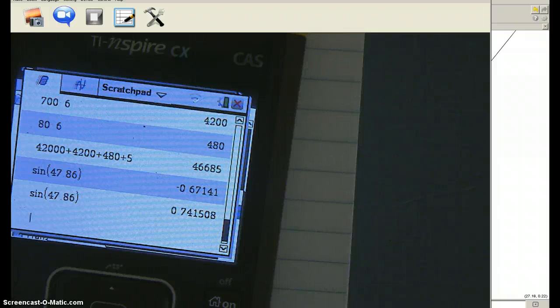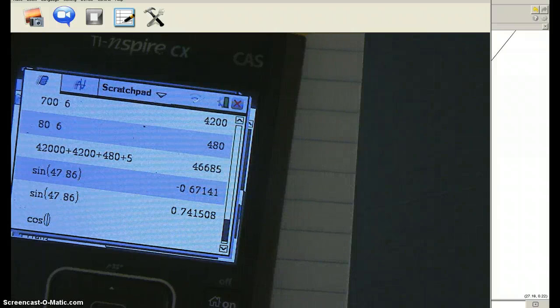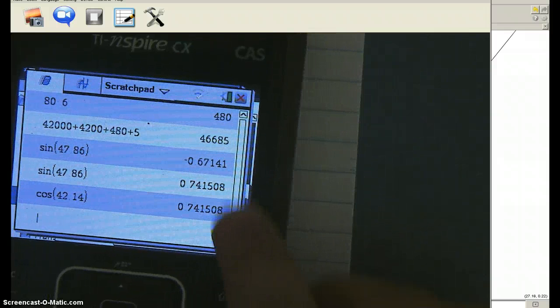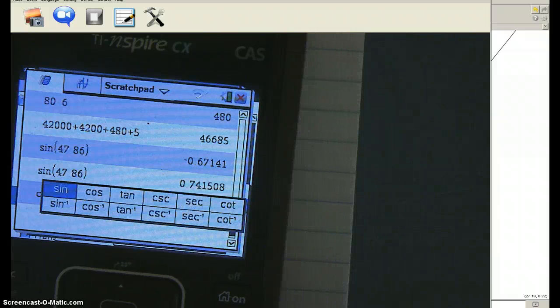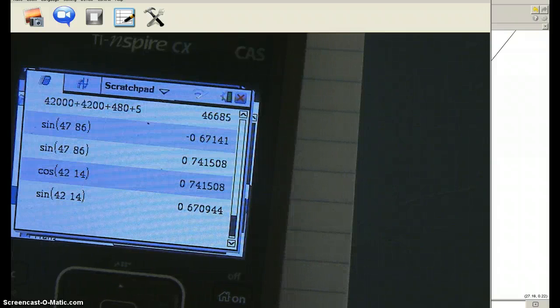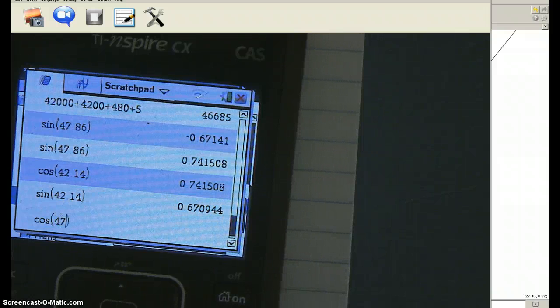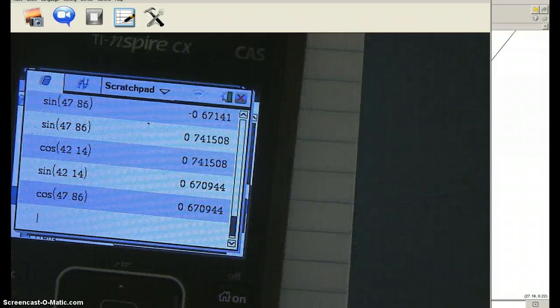And then my cosine, so I've got trig, cosine of the other angle, which was 42.14 degrees. And you can see we've validated it. What if we went the other way around? What is the sine of a 42.14 degree angle? And what is the cosine of a 47.86 degree angle? And you can see that they're the same.